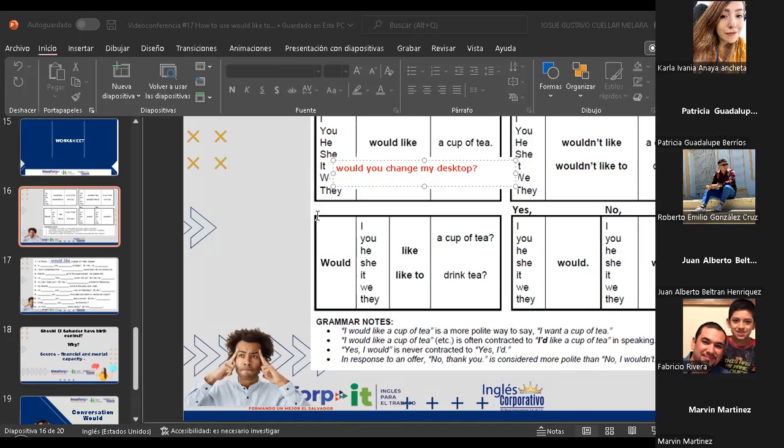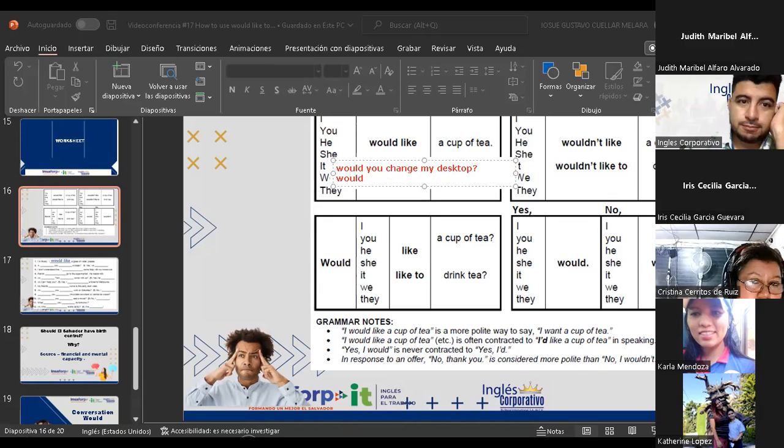Iris, ¿cuál fue la tuya? Te escucho de lo lejos. Siempre te escucho lejos. Ok, ya vamos a ver después, no sé a qué se debe, porque últimamente había estado bien con el audio, ¿verdad? Pero igual, vamos a ver si alguien más tiene... Okay, si no, después seguimos. Judith, yeah. Please. Would you like to help me assemble the computer? Mm-hmm. That's it. Really good.